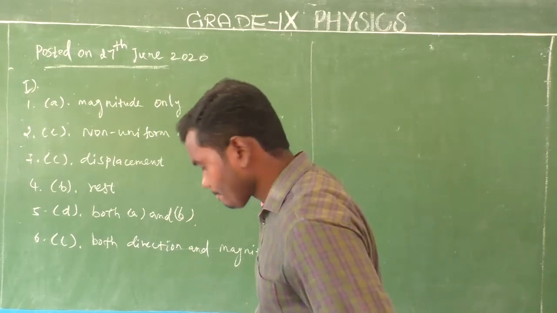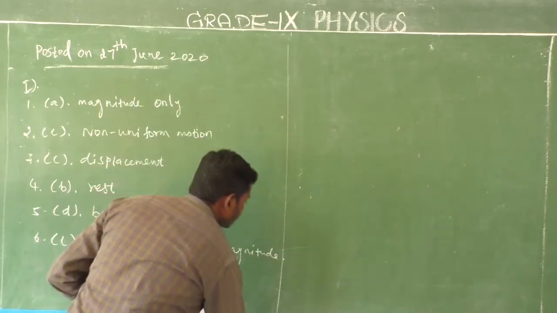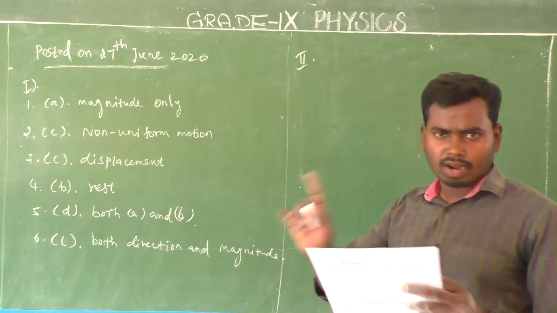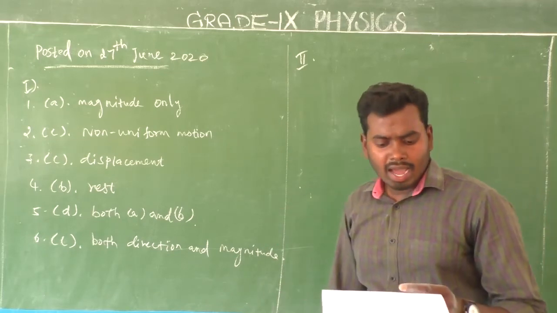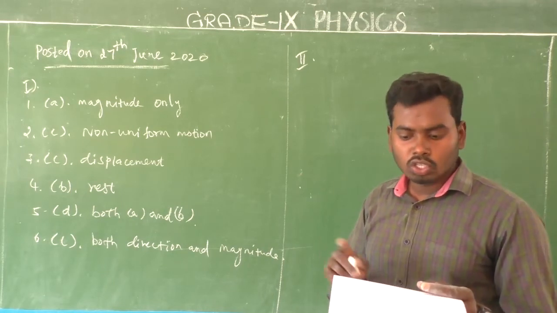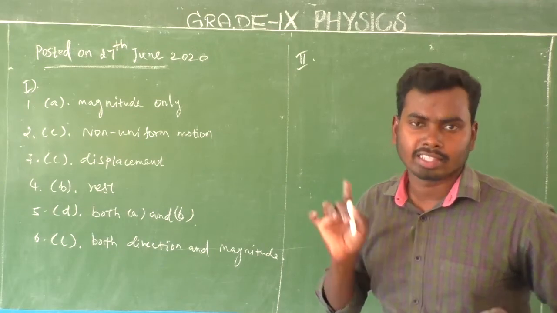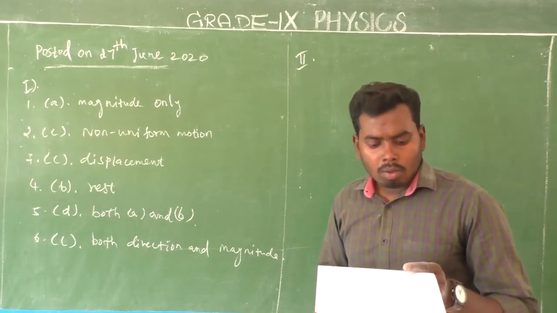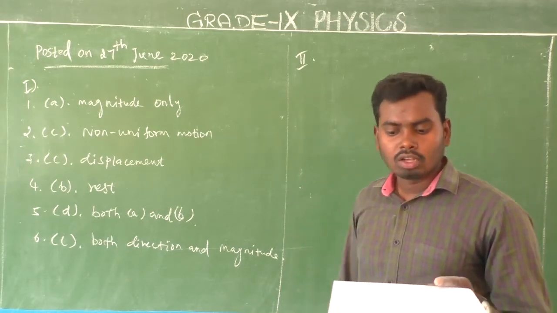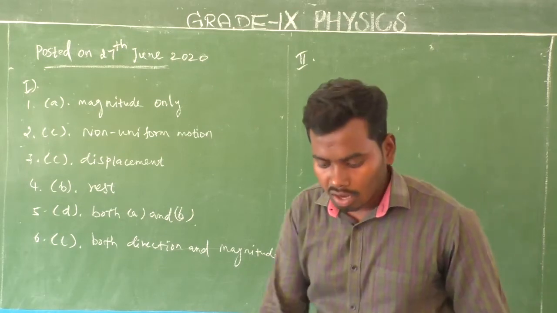Look at that. Second Roman numeral, answer the following. Look at the first question. An object has moved through a distance. Can it have zero displacement? If yes, support your answer with an example. I repeat again: an object has moved through a distance. Can it have a zero displacement? If yes, support your answer with an example.